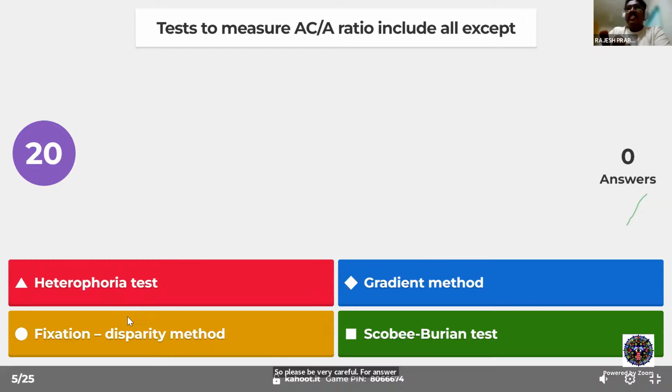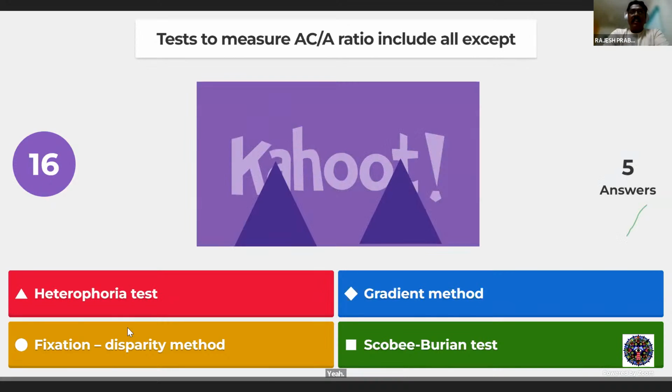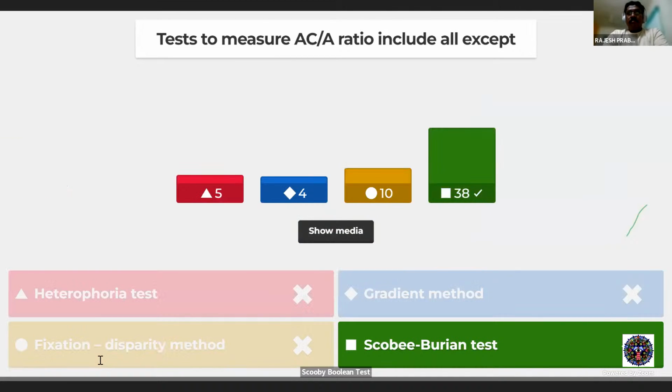Tests to measure the AC/A ratio include all except heterophoria method, gradient method, fixation disparity method, and Scobee-Burian test. Yes, many of them have gone very correctly. Scobee-Burian test is the test which is used for a patch test, which we normally do for the intermittent exotropia case. So all other tests will be done only to measure the AC/A ratio.